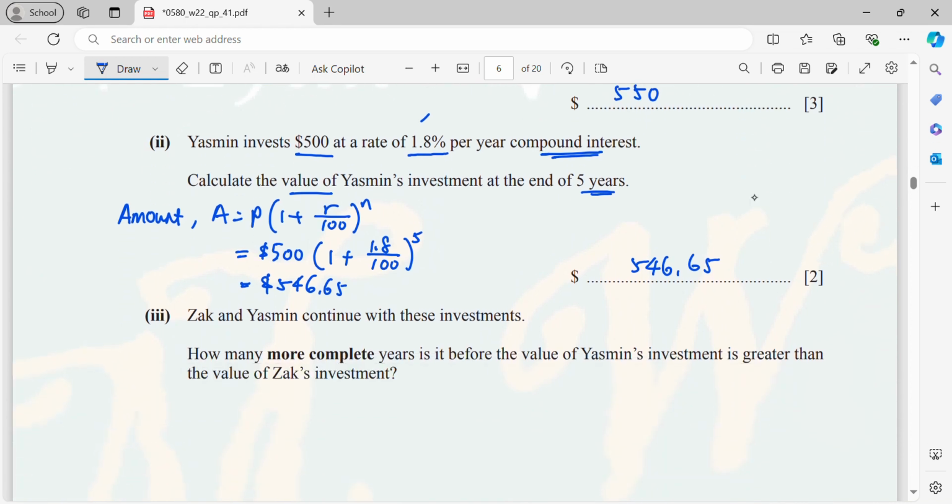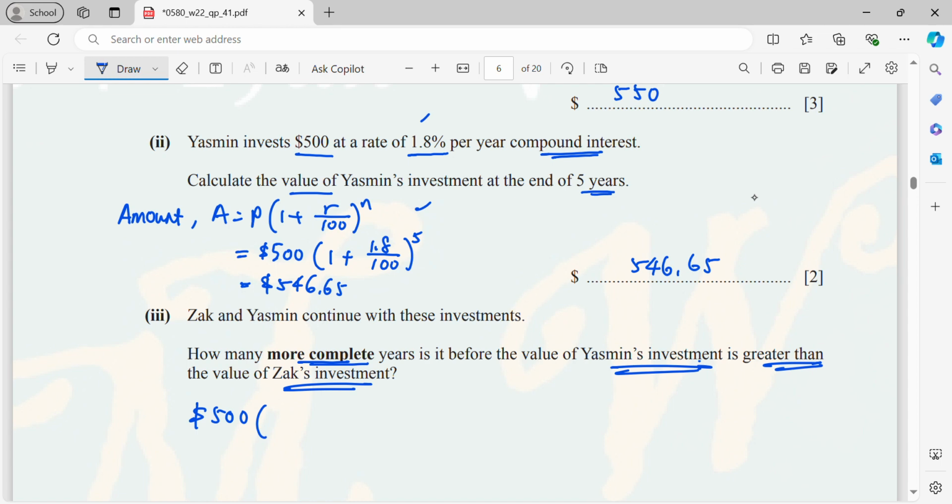Now, part 3. Zach and Yasmin continue with these investments. How many more complete years is it before the value of Yasmin's investment is greater than Zach's investment? Okay, Yasmin is compound interest, and Zach is simple interest. So from here, I will just let it be n first. How many years? So n years.